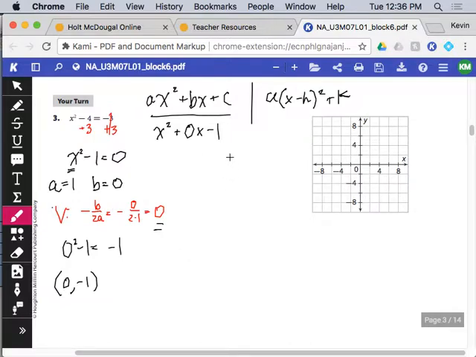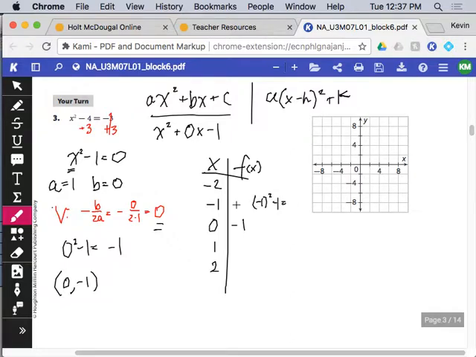the equation. Once we have our vertex, we create our table, x, f of x. We start at 0, negative 1, then go down 1, 2, up 1, 2. If I plug in negative 1, negative 1 squared minus 1 equals 1 minus 1, which is 0. If I plug in negative 2, negative 2 squared is 4 minus 1 is 3. And by symmetry, I have this.